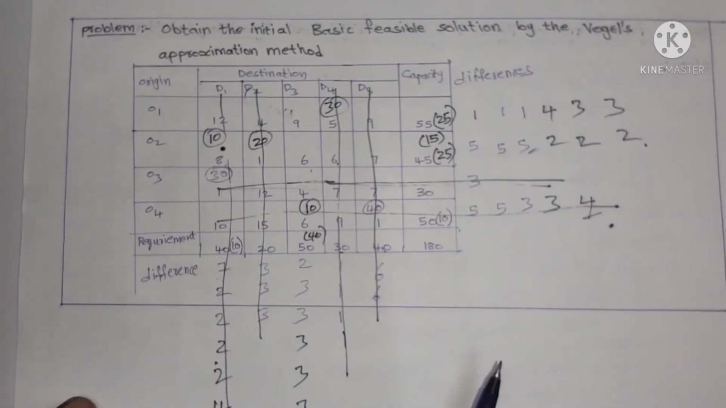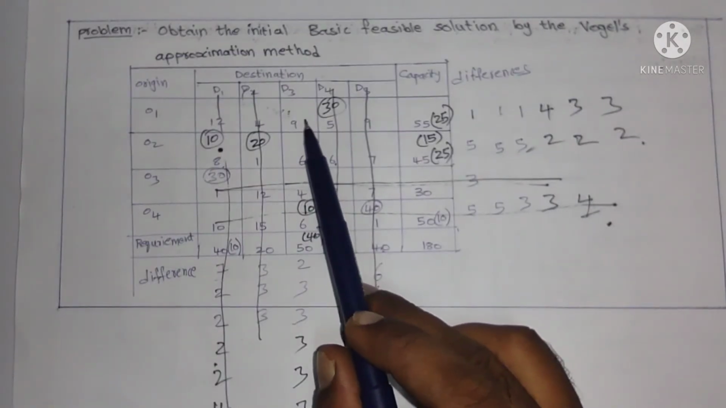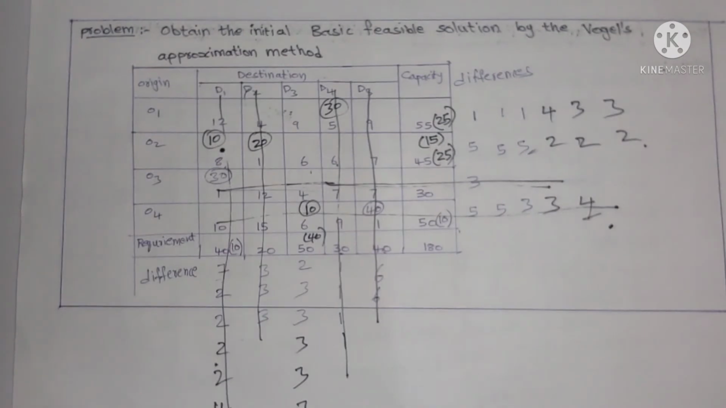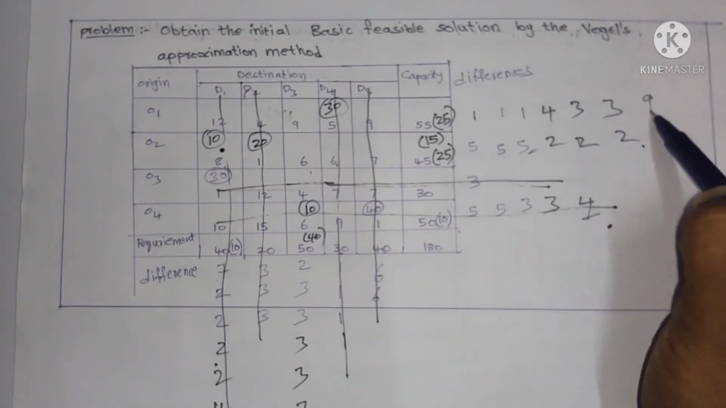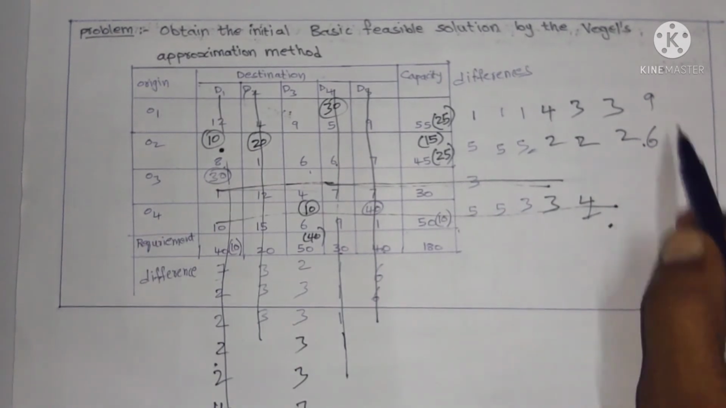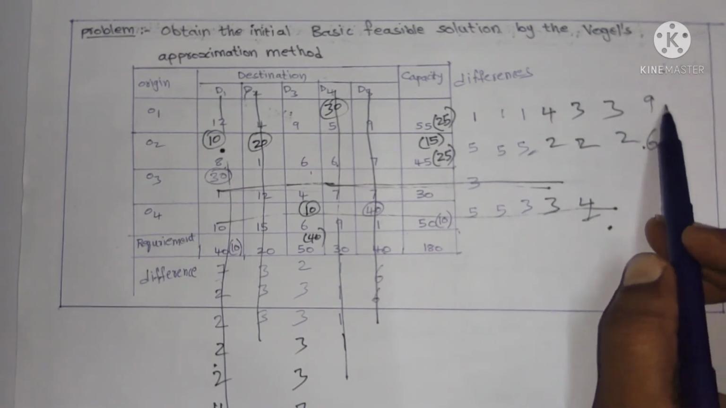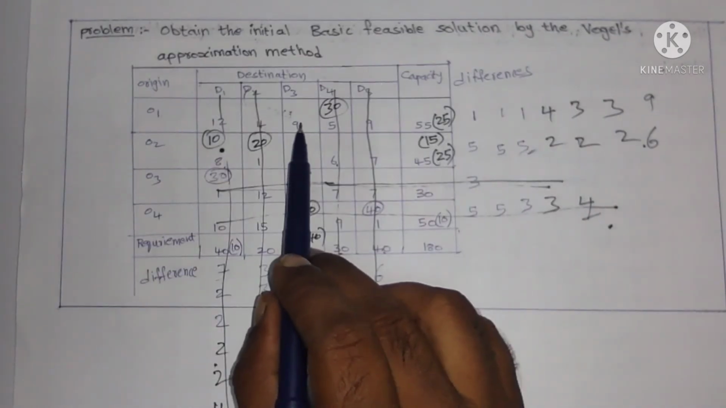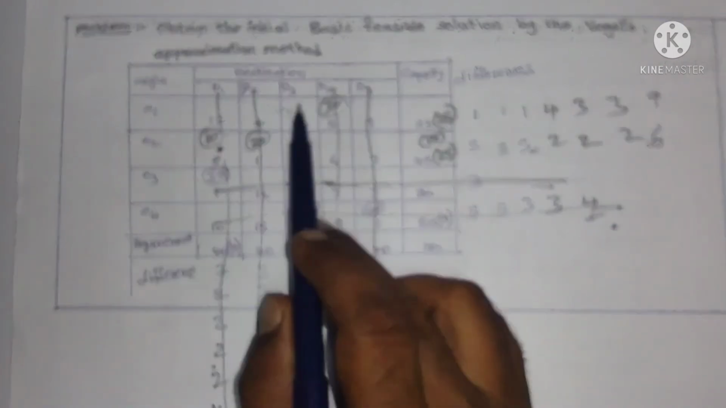And for the remaining columns and rows, we have to do the same process. So now we are having one column, that is third column, 9 and 6, the difference is 3. And for the rows, we are having 9 here, we are having 6 here. Okay, among 3, 9 and 6, the highest number is 9. That means we have to take this row first. In this row, the cheapest number is only one number, that is 9. That means we have to assign this value for this O1D3 cell.